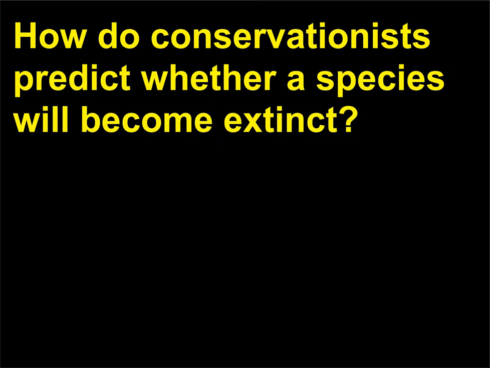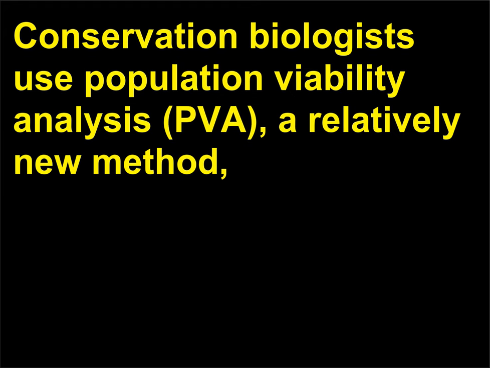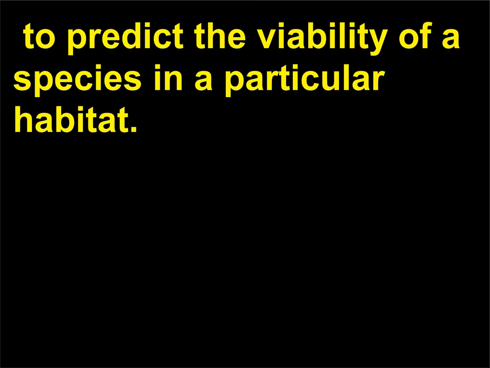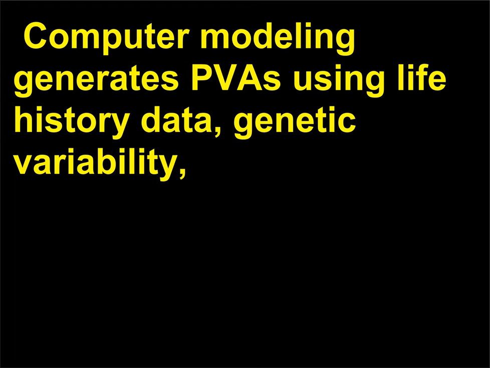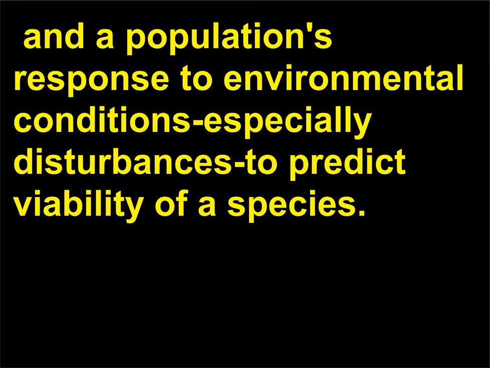How do conservationists predict whether a species will become extinct? Conservation biologists use population viability analysis, PVA, a relatively new method, to predict the viability of a species in a particular habitat. Computer modeling generates PVAs using life history data, genetic variability, and a population's response to environmental conditions, especially disturbances, to predict viability of a species.